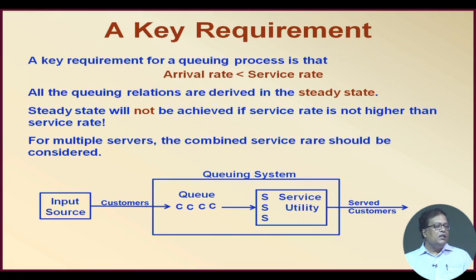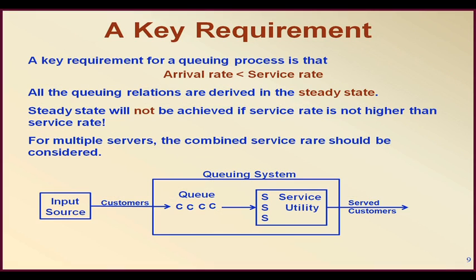So, all the queuing relations are derived in the steady state. What is steady state? Steady state means that the system has come to an equilibrium. Usually what happens is that whenever a queuing system begins, there is a transitory period for some time before it comes to a steady state, assuming that arrival rate is less than service rate. Till such time all the queue related parameters do not have stable values, but after some time they reach steady state and all the queue related parameters achieve stable values, right.